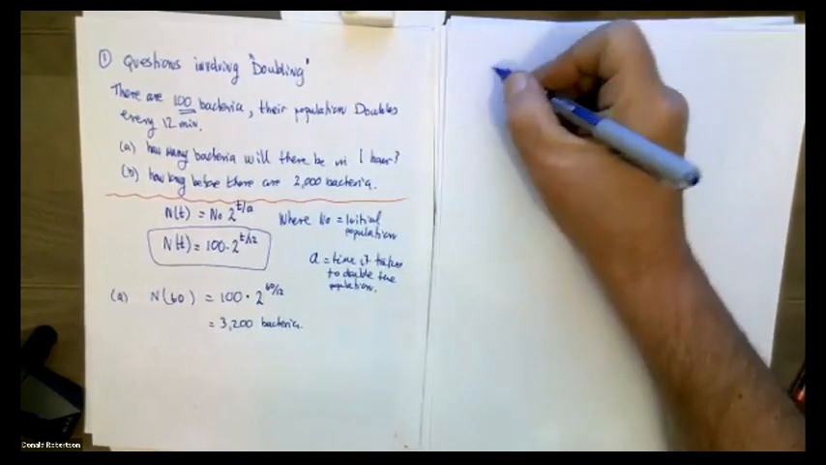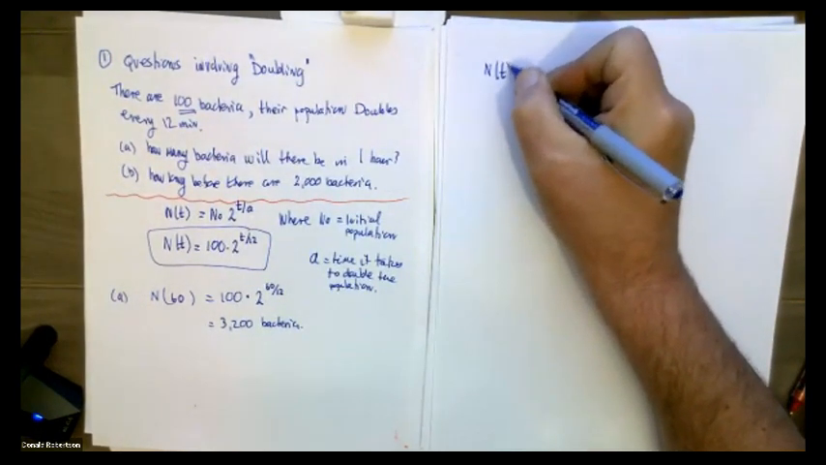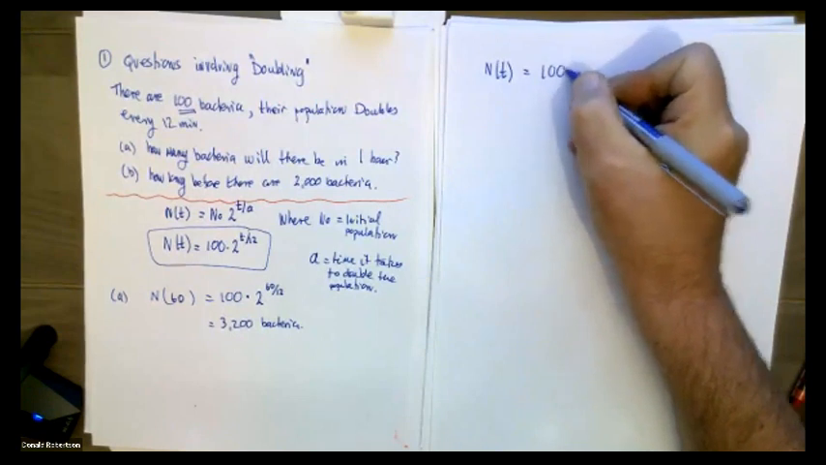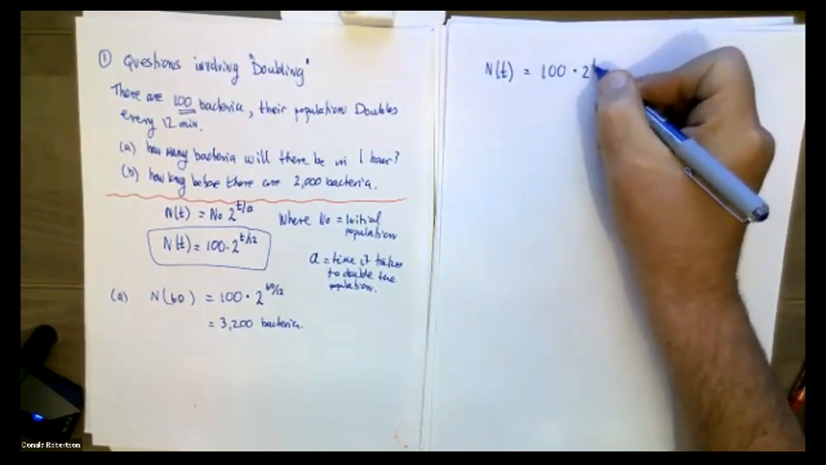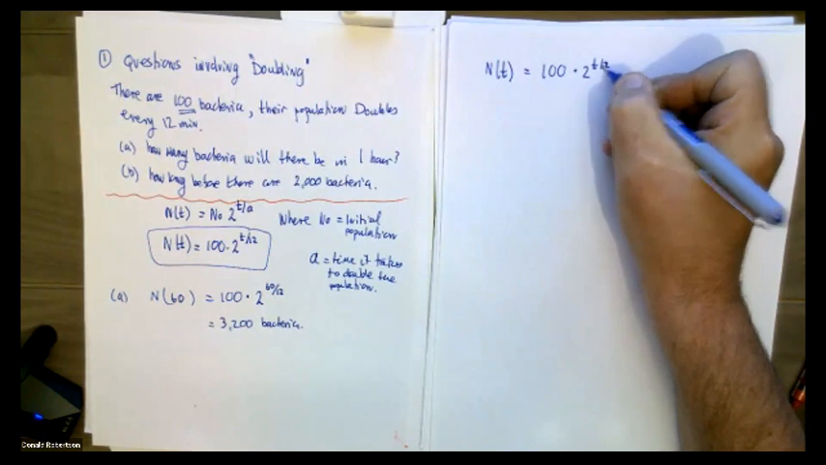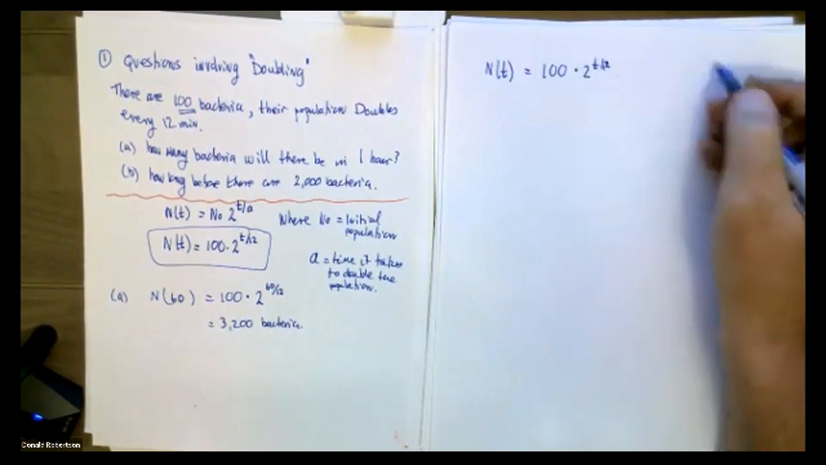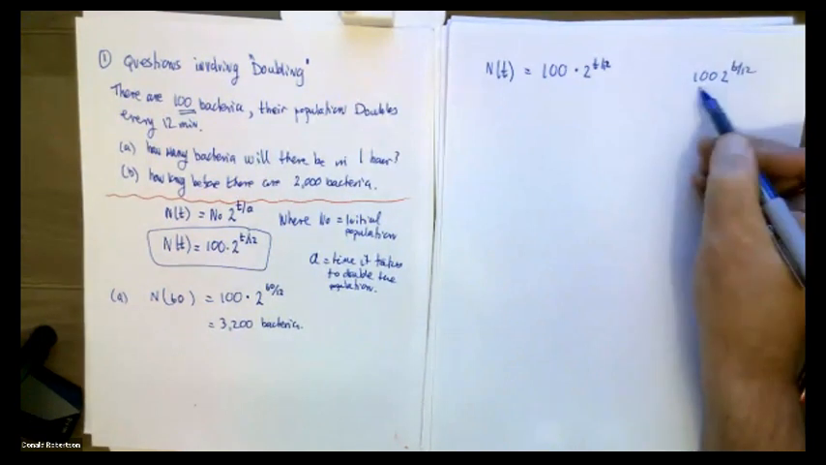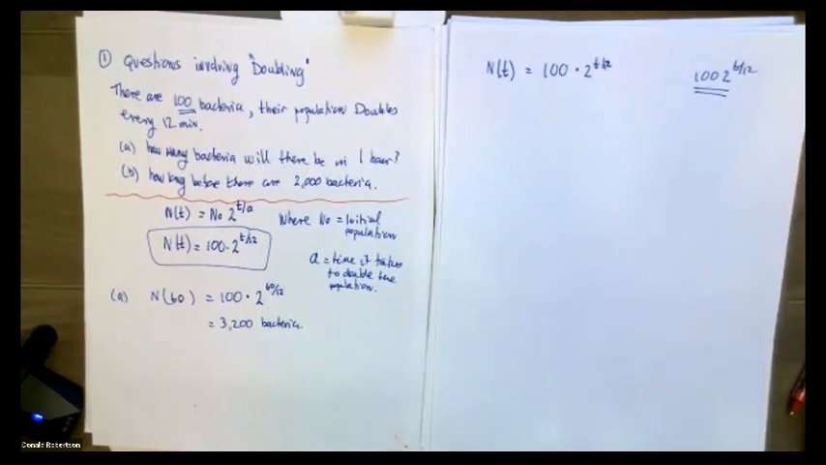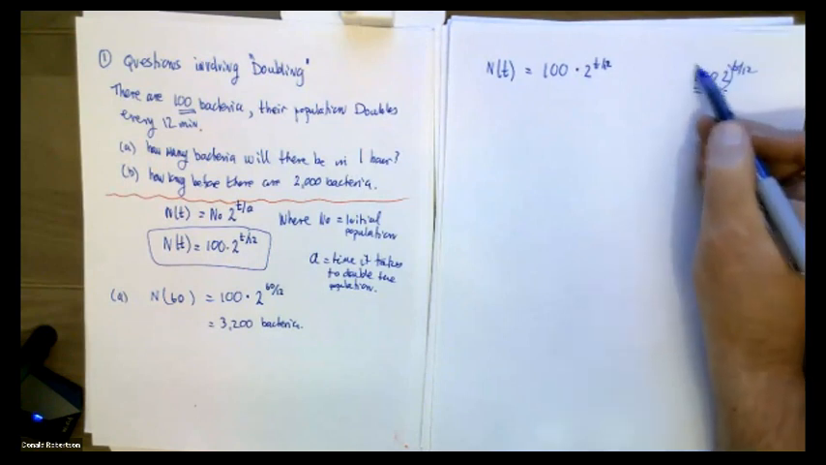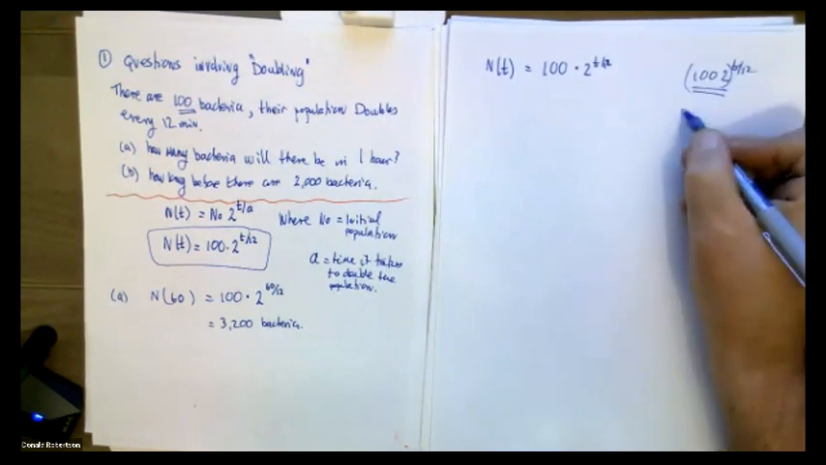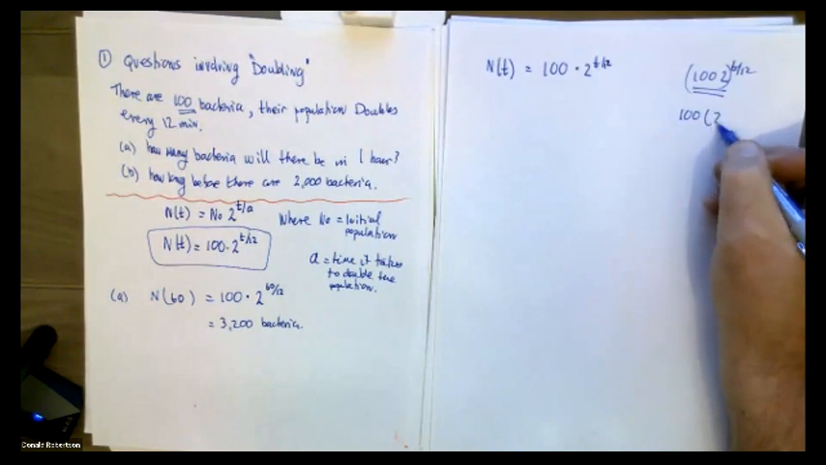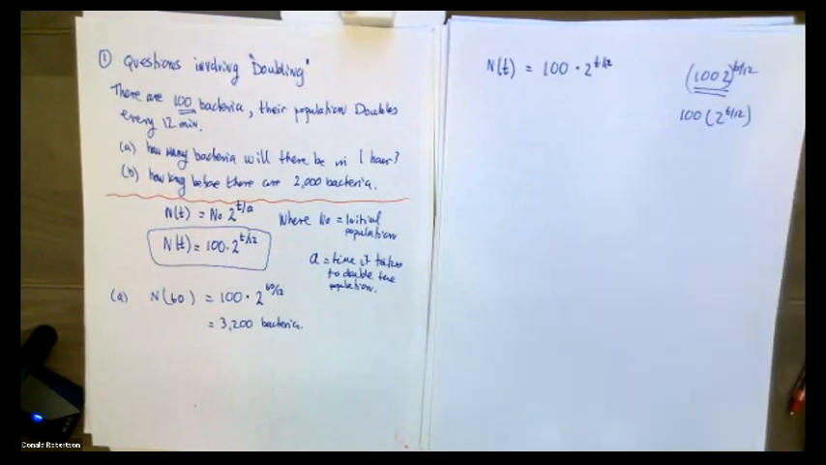You begin each of these questions by stating the formula. Have you noticed that I've written 100 times that? If I didn't, if I just wrote 100 to the t over 12, you might mistake that as 1,002 to the power of t over 12. You could write it like that, and that would be a way to distinguish it. I'm using a dot, but yeah, write a bracket if you like.